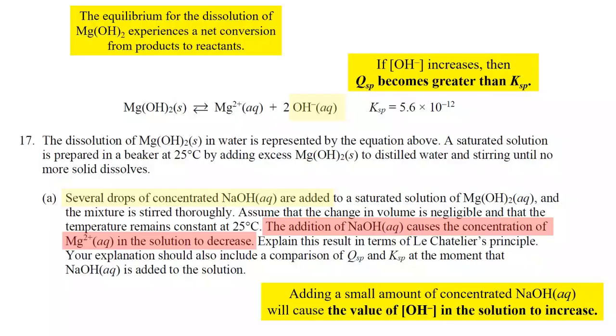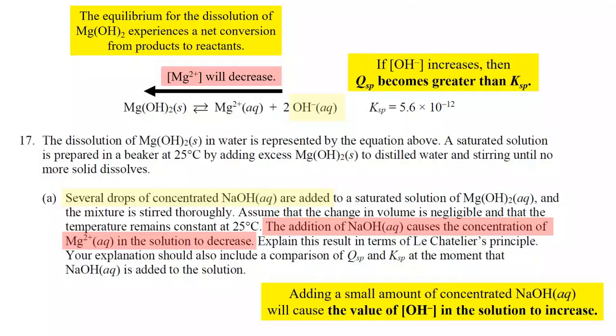When the concentration of hydroxide ions increases, Q becomes greater than K for this dissolution of magnesium hydroxide. Well, if Q becomes greater than K, then the equilibrium for the dissolution of magnesium hydroxide experiences a net conversion from products to reactants, or from right to left. And this will cause the concentration of magnesium ions to decrease.